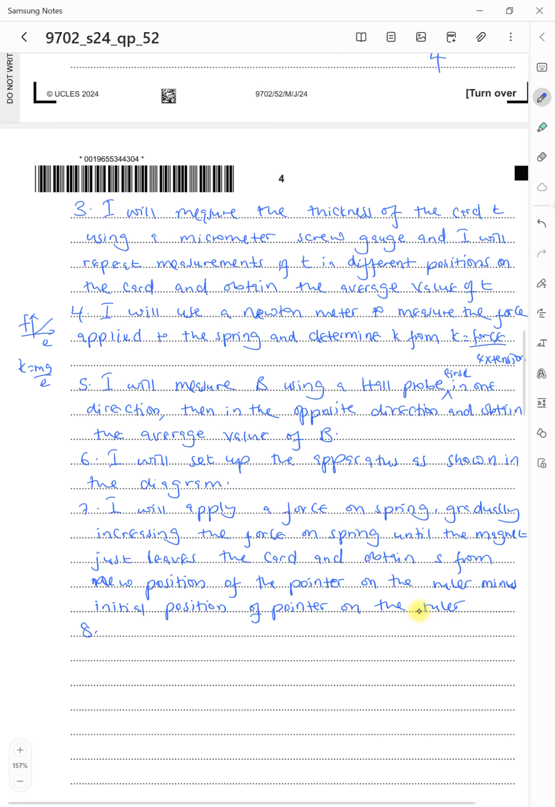Then step number 8, I'll repeat measurements of S. Of course, I have to repeat the measurement of S for the same value of T and obtain the average. So I will repeat measurement of S for the same value of T and obtain an average value of S.